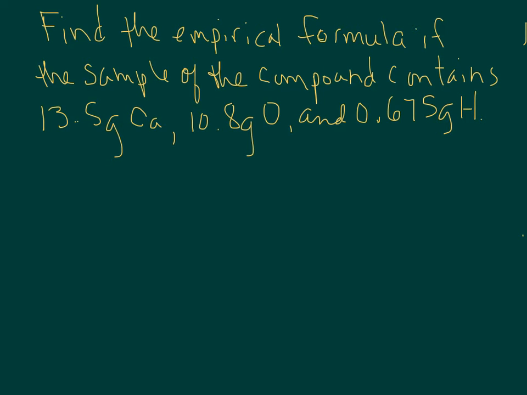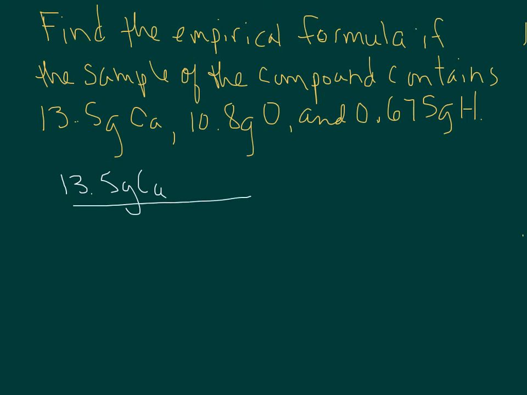Our first problem is how to find the empirical formula if the sample of a compound contains 13.5 grams of calcium, 10.8 grams of oxygen, and 0.65 grams of hydrogen. Okay, the first thing we're going to want to do is to find the moles of each of these grams, because formulas have ratios of whole numbers in moles. So we're going to start off with the 13.5 grams of calcium.